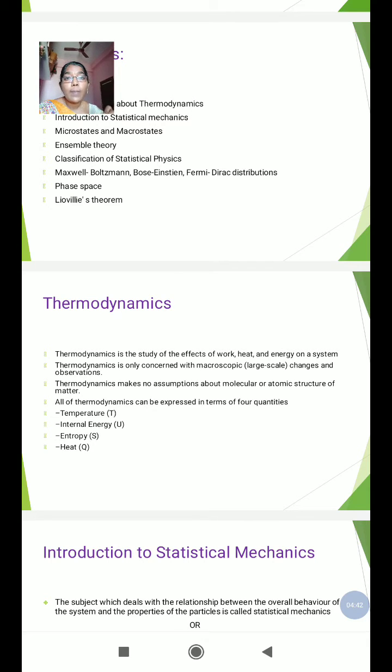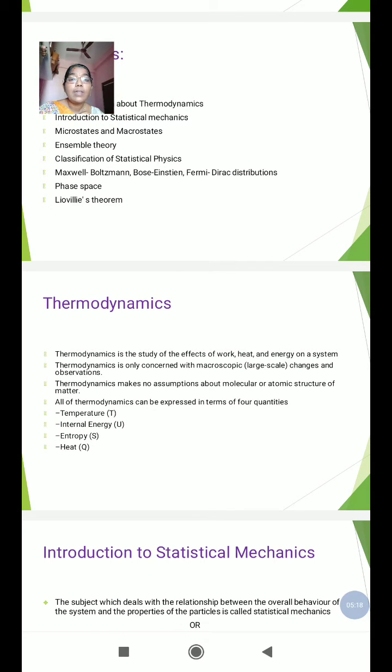If you want to know about any individual particle's information, that is not possible from thermodynamics. It will not give independent particle information; it gives overall information only. That's why it is concerned with macroscopic changes and observations, and it makes no assumptions about the molecular or atomic structure of matter. So atomic structure or molecular properties cannot be obtained from thermodynamics.